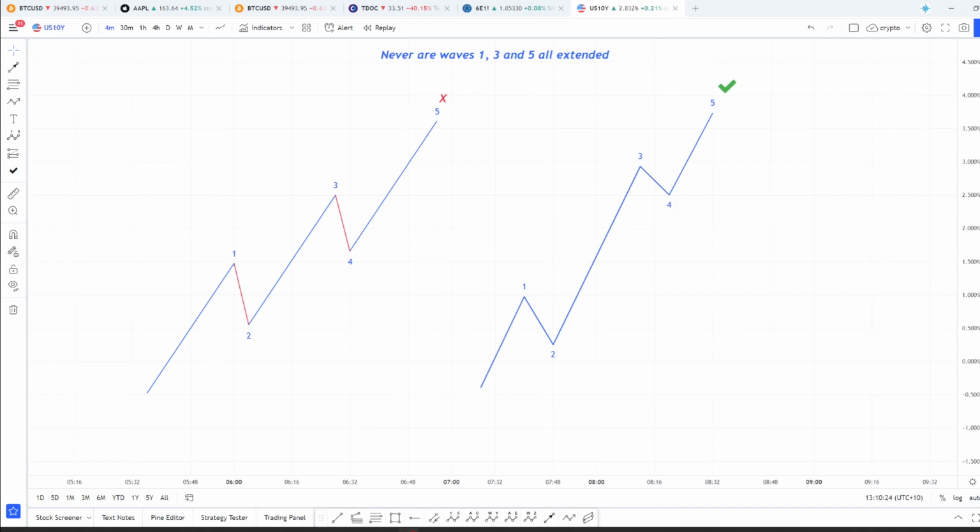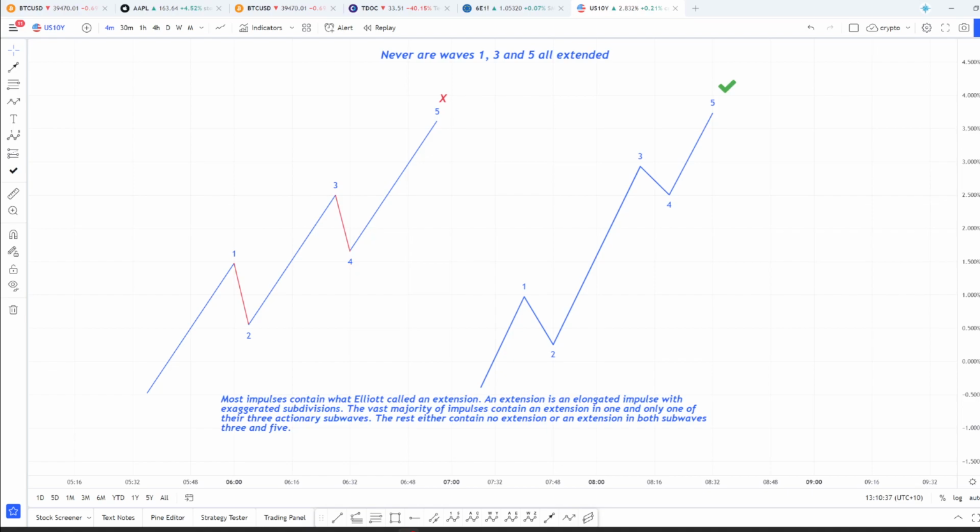To help explain what this means, I will provide this quote from the Elliott Wave Principle. Most impulses contain what Elliott called an extension. An extension is an elongated impulse with exaggerated subdivisions. The vast majority of impulses contain an extension in one and only one of their three actionary subwaves. The rest either contain no extension or an extension in both subwaves 3 and 5.